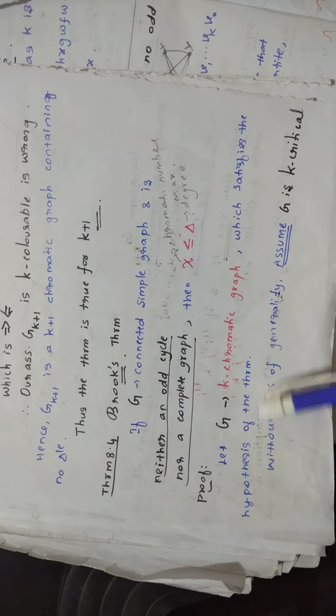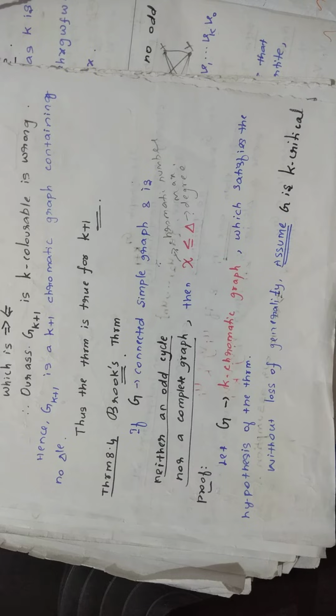First, let G be a k-chromatic graph which satisfies the hypothesis of the theorem. This is what the first line you have to write. It means you are taking a graph G and this graph G is a k-chromatic graph. It means what? Using k colors, k is the minimum number of colors. The number of colors you used in the minimum to color that graph, that is k.